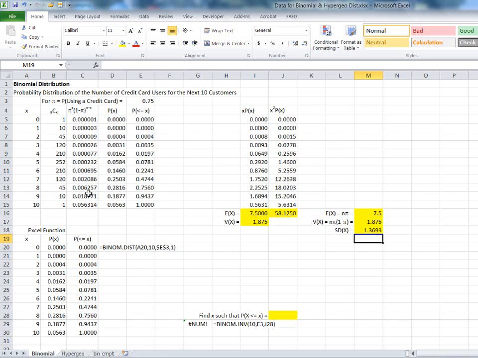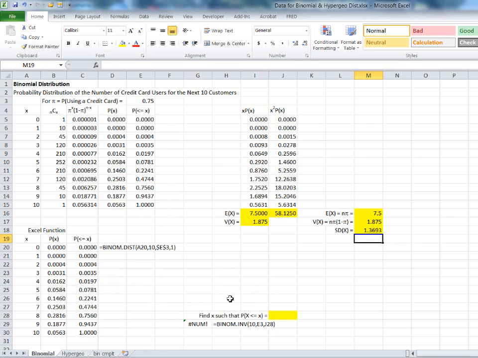But even quicker and easier than that is the Excel function binom.dist, where you just identify the x value, the number of successes you're interested in, the number of trials, so 10, and then the probability of a success, 0.75. If you want just a probability distribution, you put in 0 or false here. If you want the cumulative probability distribution, you put in 1 or true. And so then you end up with exactly what we got here.